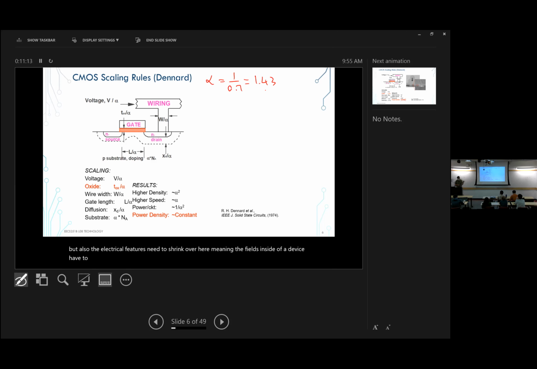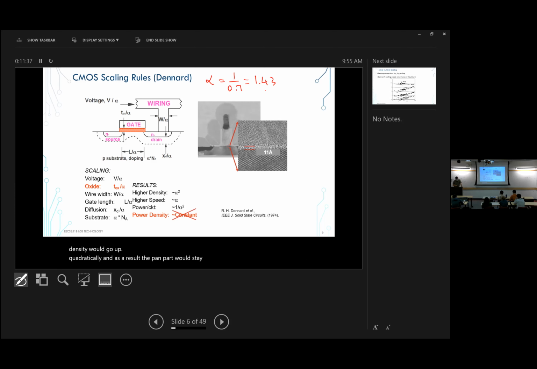And in order for the fields to stay constant, the voltages have to scale at the same pace as we shrink the geometry of a device. If we were to do everything right in there, the power of a circuit would scale down quadratically, the density would go up quadratically, and as a result, the power would stay constant. Now, that has been the case for a while, but not anymore.